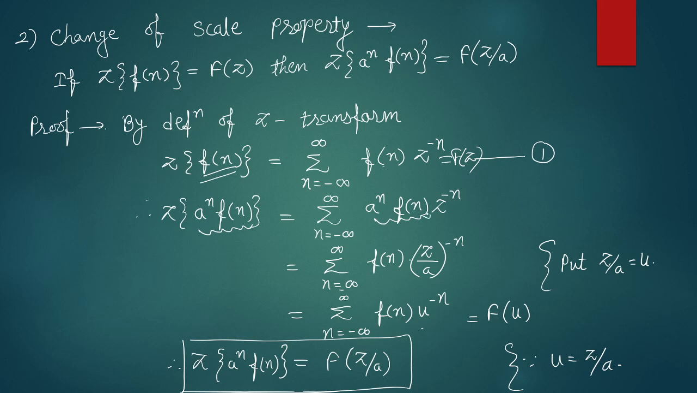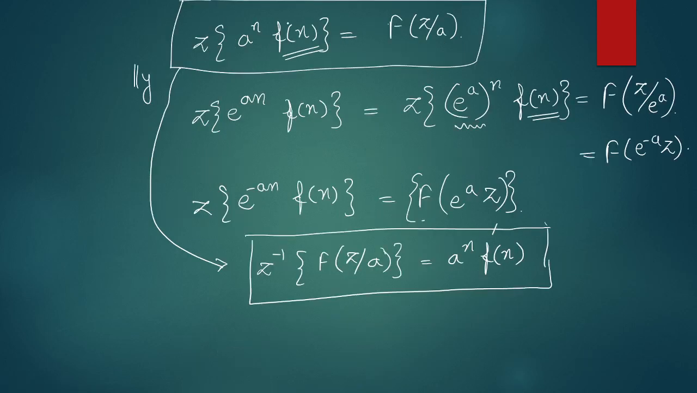Therefore, we write down here a to the power n f of n instead of f of n, z to the power minus n. In the next step, we write down this a to the power n in the denominator as z by a to the power minus n and substitute z by a equal to u. Therefore, f of n u to the power minus n summation value as it is, and its value equal to capital F of u. And lastly, we substitute the value of u equal to z by a. Therefore, this is the change of scale property. Now, Z transform of a to the power n f of n equal to capital F of z by a. If we write it in the form of Z inverse, we write it this way.